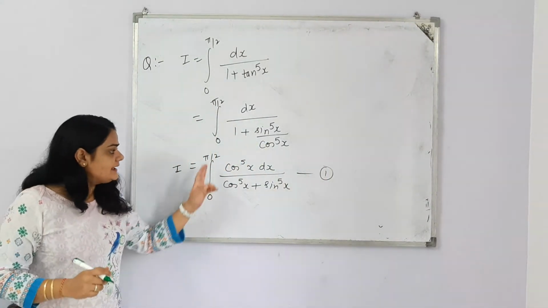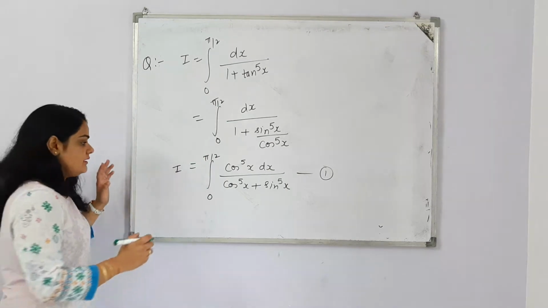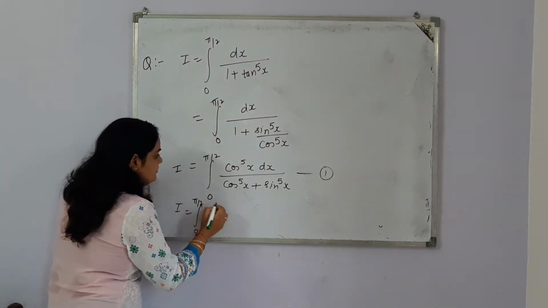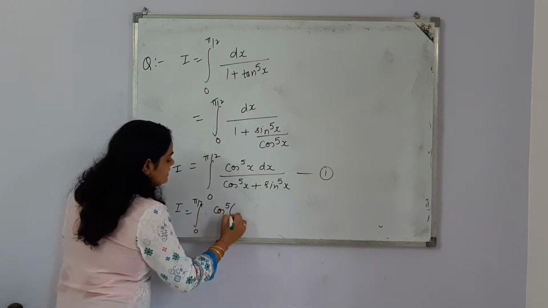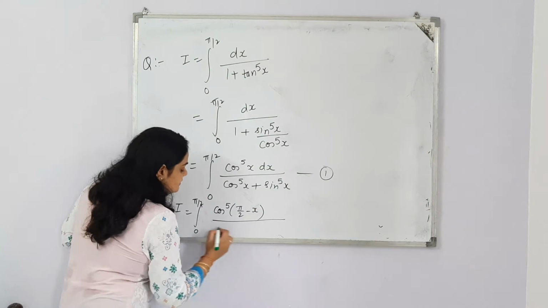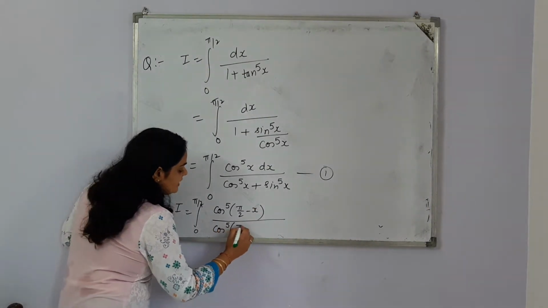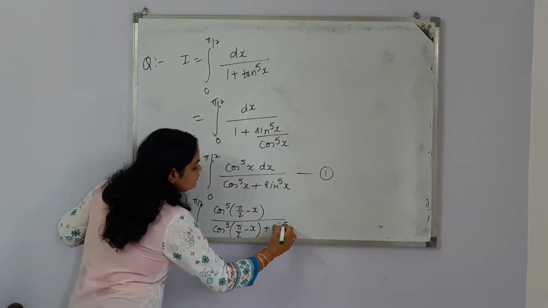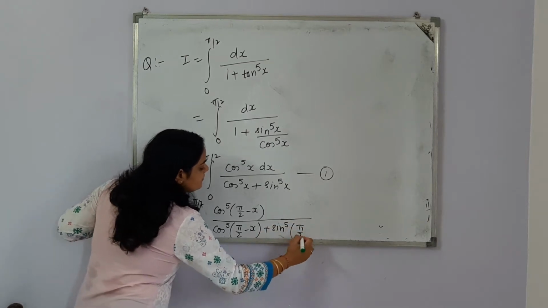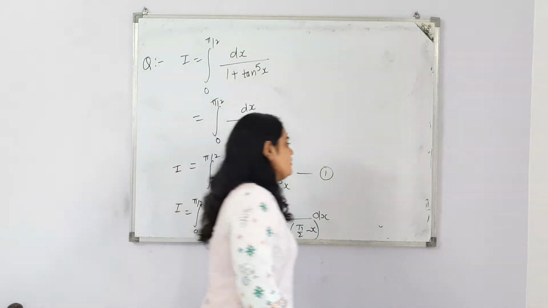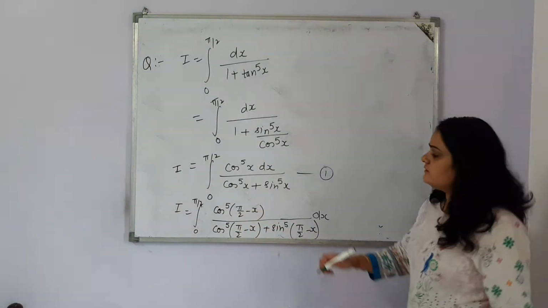Now I am applying the property 0 to a. It says the limits will remain the same, and in place of x I am writing pi by 2 minus x. Here again cos raised to power 5 of pi by 2 minus x plus sin raised to power 5 of pi by 2 minus x dx. Now cos of 90 minus x is sin x.